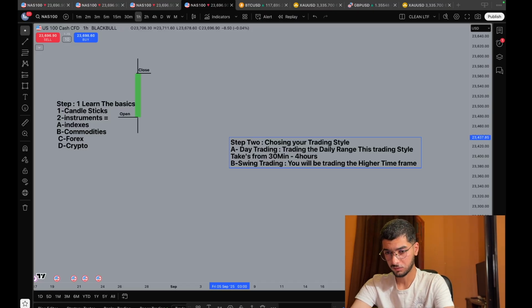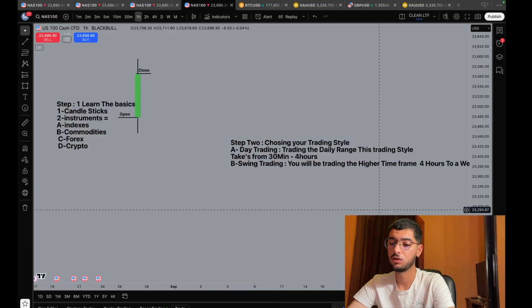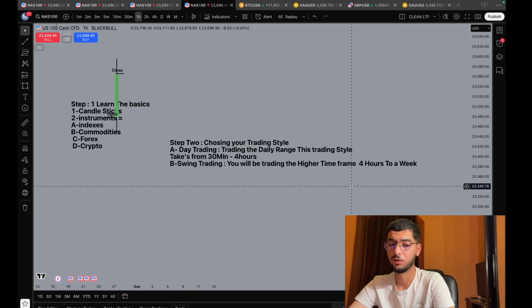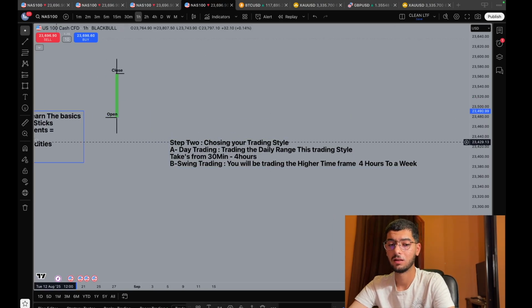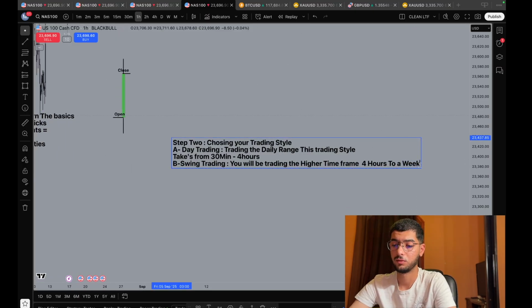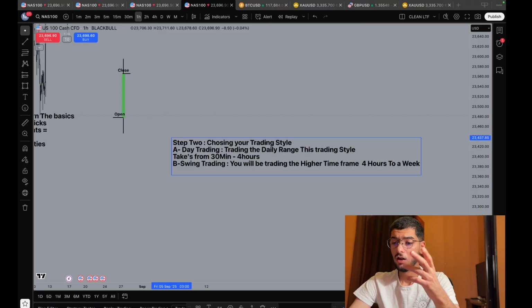and those moves are going to take a little bit of time to form. Swing trading positions could take from 4 hours to a week, meaning you could be holding a position for 4 hours and up until a week for your objective to be reached.